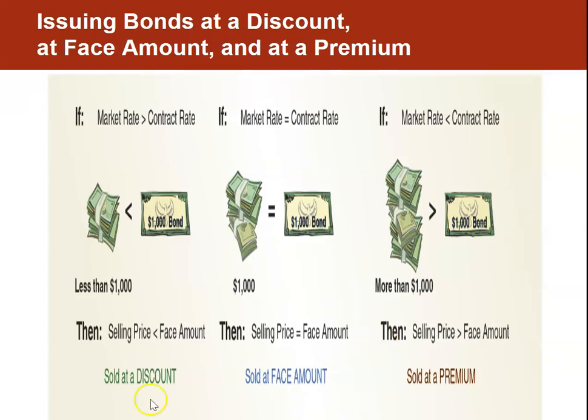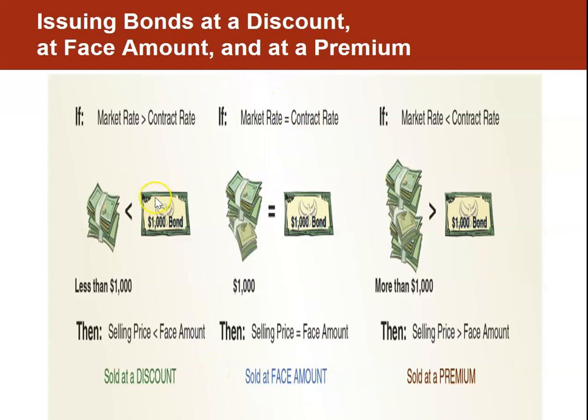So here's a very helpful slide. I'm not going to go through all of it, but I do want to tell you that most of the time we will sell a bond at either what's called a discount or at a premium. Selling the bond at the face amount, in other words, a $1,000 bond sells for $1,000, is very difficult to achieve. The market rate of interest matches the contract rate stated on the bond. This almost never happens. Okay?